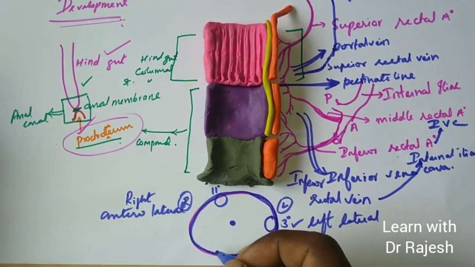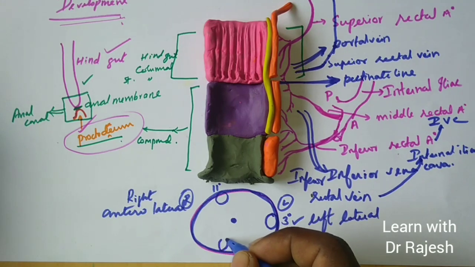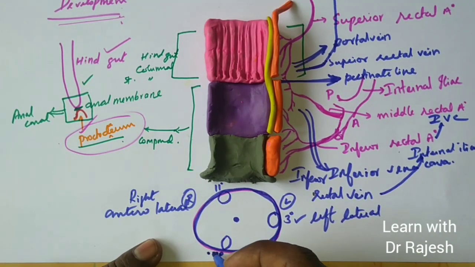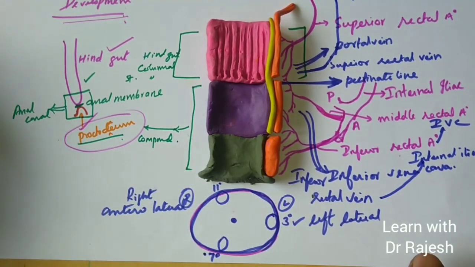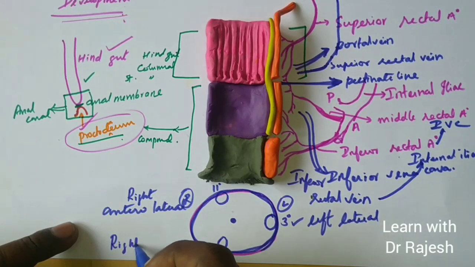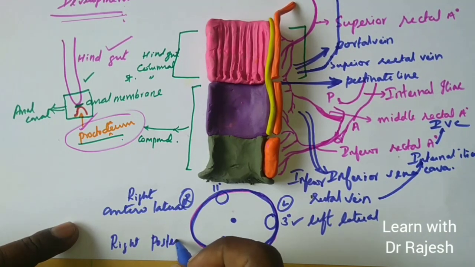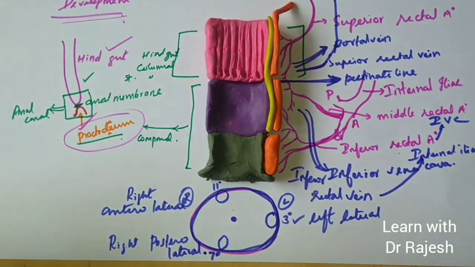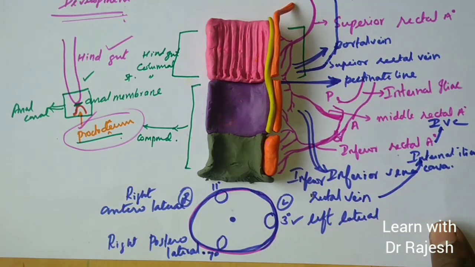Right posterolateral position, which is the 7 o'clock position. That is the 7 o'clock position, which is the right posterolateral. So these are the 3 common sites of the hemorrhoids.